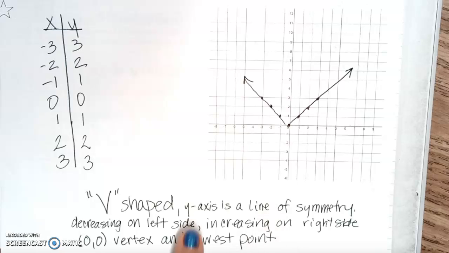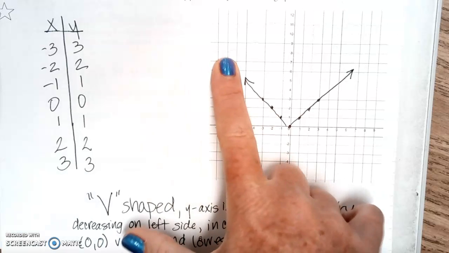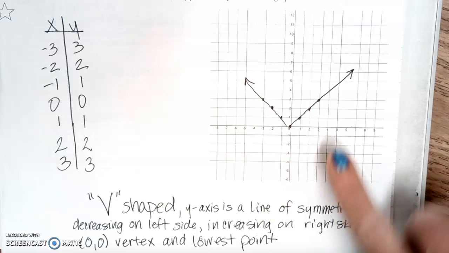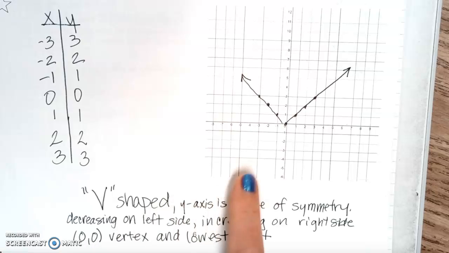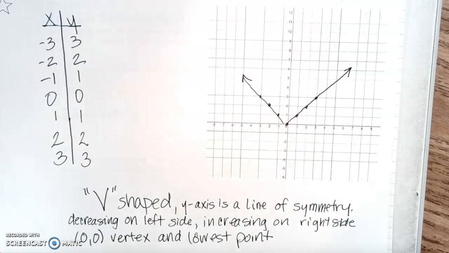This one is also going to have a line of symmetry, just like our quadratic did. Okay, we could match up the left to the right. From the left side coming this way, it's decreasing. Then on the right, it's going to start increasing. Okay, it has a vertex at 0, 0, and that also happens to be the lowest point. So it does have a lot of similarities to our quadratic, right? It has a vertex, it's symmetrical, it's decreasing and then increasing. So it's kind of similar, but not exactly the same, okay?